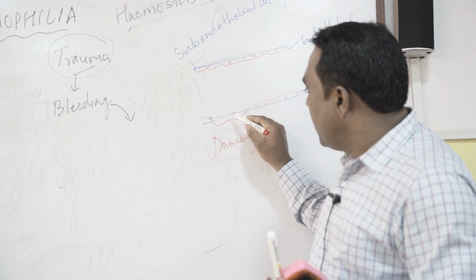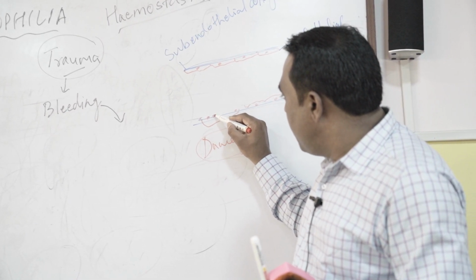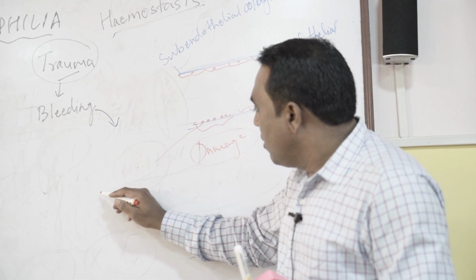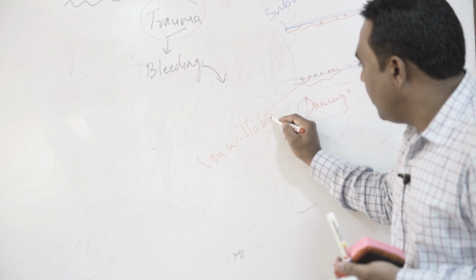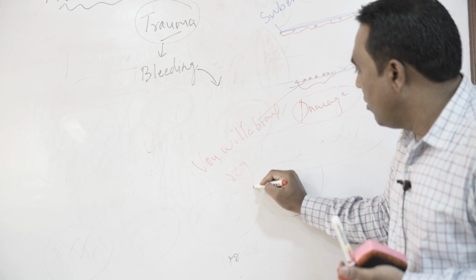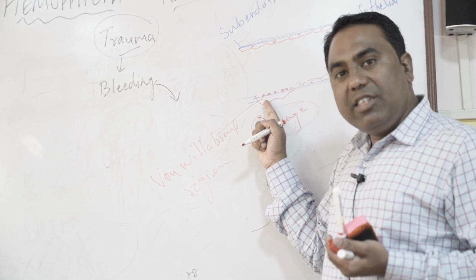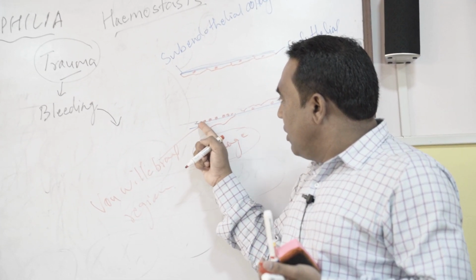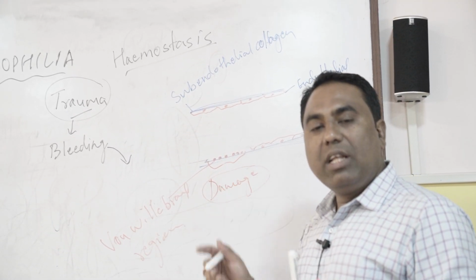Now as this particular part is being destructed, there are some regions, all right, which are known as von Willebrand regions, right? Von Willebrand region. Now these von Willebrand regions will get exposed on this one collagen layer, on the subendothelial collagen layer.